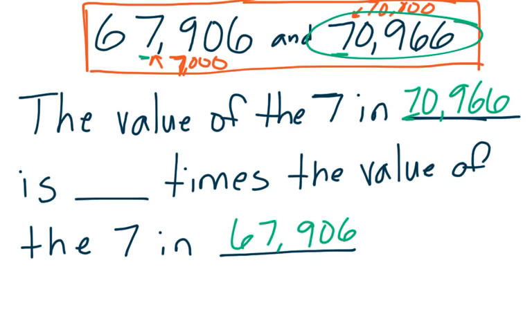Well, I'm looking at the values that I wrote. Here I have 70,000 in my second number. In my first number, I just have 7,000. So I need to add 1 zero, which means I need to multiply times 10. So the value of the 7 in 70,966 is 10 times the value of the 7 in 67,906.